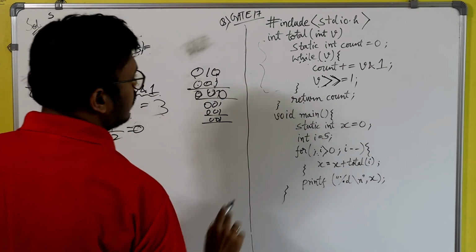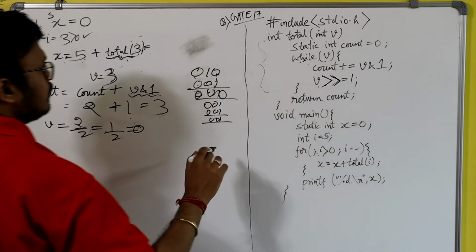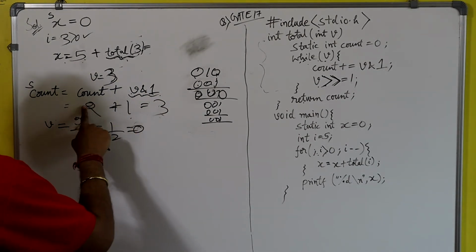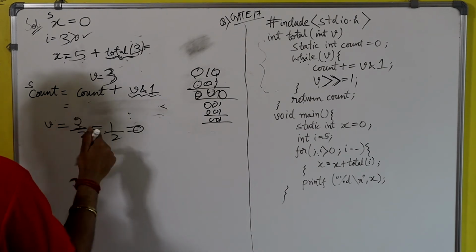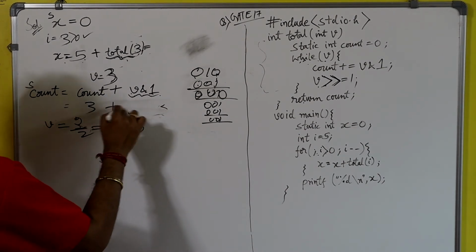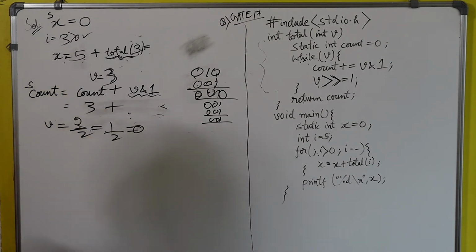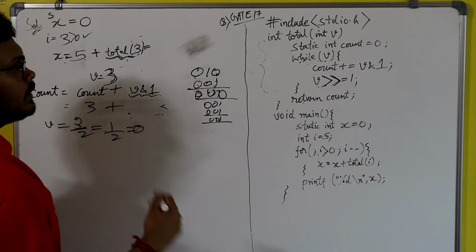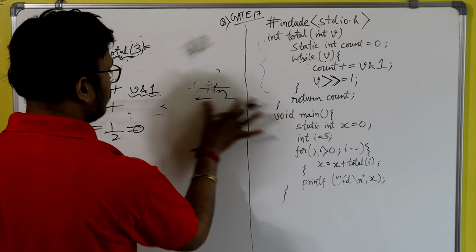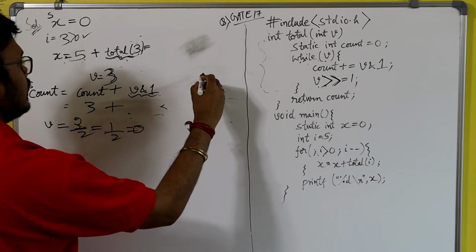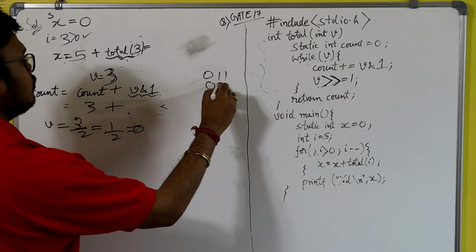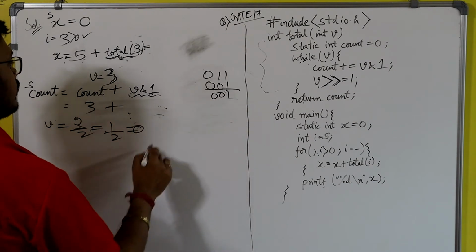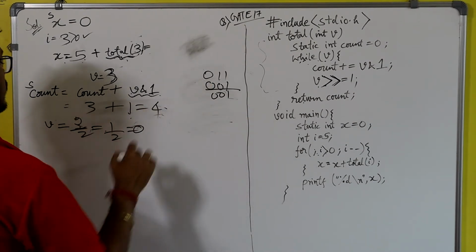Okay. So now let's move inside the while loop and execute this line. What is the value of count? The value of count is 3. So let's write 3 in place of count plus v and 1. What is the value of v? The value of v is 3. 3 and 1, what is 3 and 1? Let's check it out. The value of v is 0, 1, 1 and the value of 1 is 0, 0, 1. So the value of v and 1 is 0, 0, 1, which means 1. So 3 plus 1 is 4.